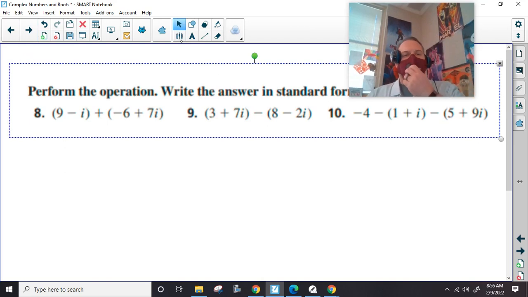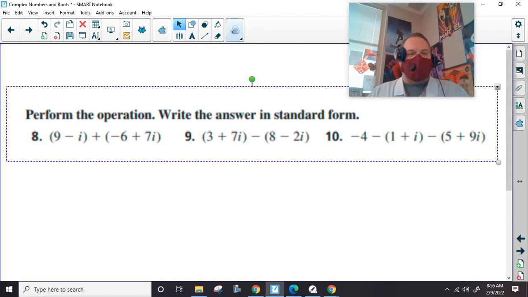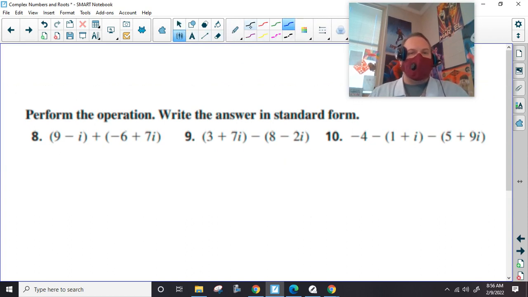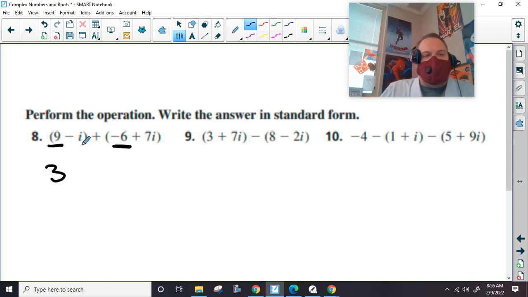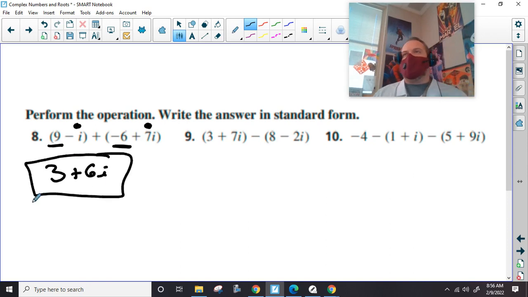Now, we're going to work on these together. This could possibly be a your turn, but I don't want to do that. I don't want to totally leave y'all high and dry just yet. So, this is just adding. What is 9 minus 6? Or 9 plus negative 6? Either way, 3. All right. This is negative 1. So, what's 7 minus 1? 6. We did it.